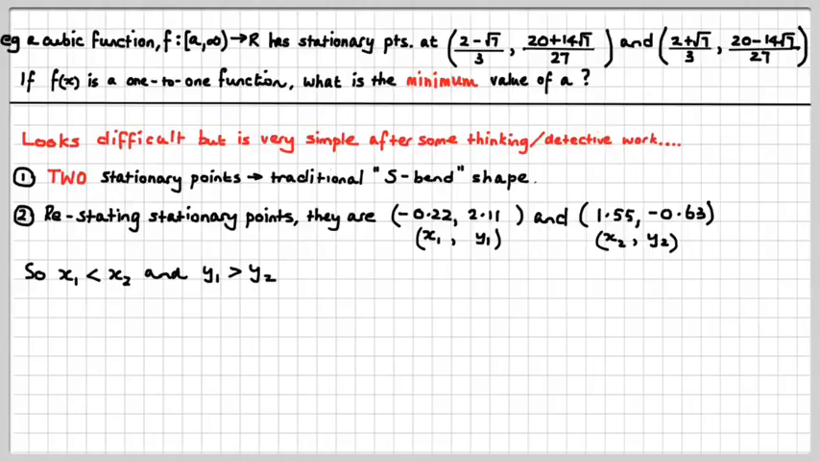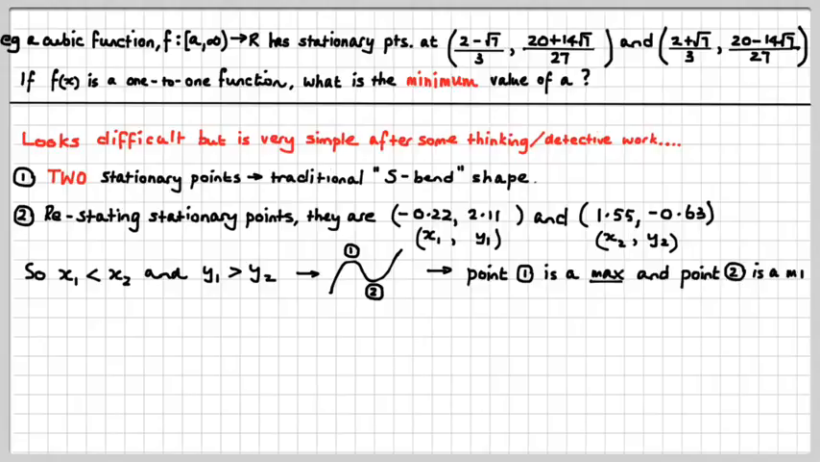So that gives us a shape. That's the shape, because you can see that point 1 is to the left of point 2 because of the x's, but y1 is more than y2, so it's higher than y2. So what does that tell you? That tells you that point 1 is a local maximum and point 2 is a local minimum. Okay, now look, we're nearly there now. So what are they asking us in the question again? They're asking us what is the minimum value of a if this is going to be one-to-one.